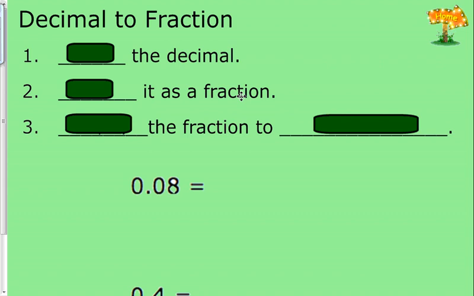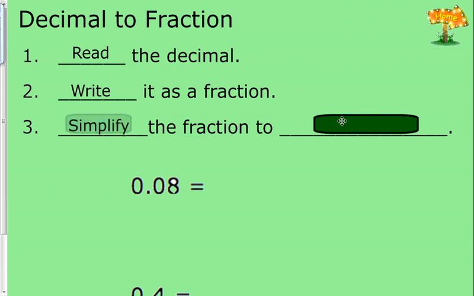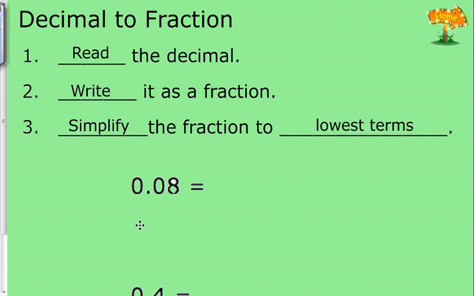Okay, looking at our decimal to fraction, number 1, read the decimal. Number 2, write it as a fraction. Number 3, simplify the fraction to lowest terms.